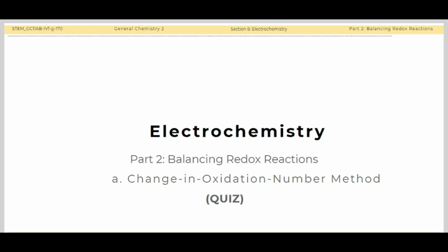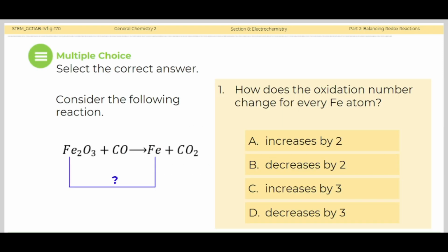Welcome to the General Chemistry 2 class. This quiz is about balancing redox reactions by the change in oxidation number method. Let's begin. Number 1.